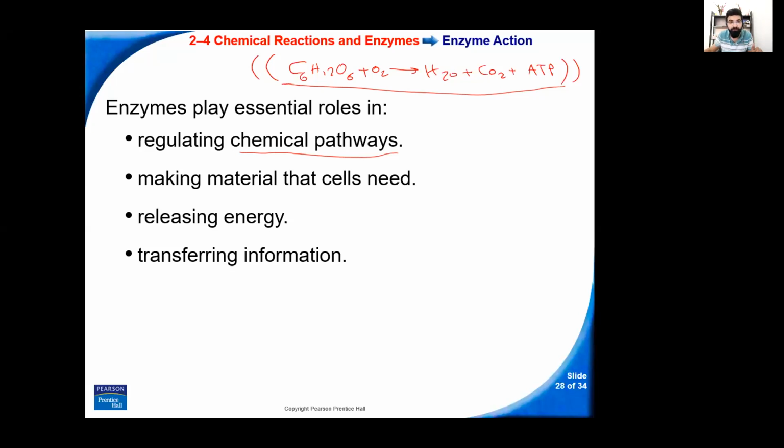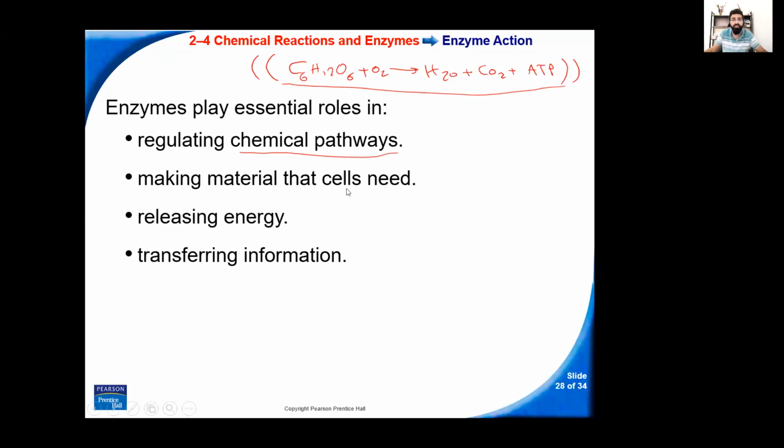Same idea here. The enzymes work in order. What happens if you break the order? The chemical pathway will be damaged. You will not get the result. So here, regulating chemical pathways. Second, making materials that cells need.